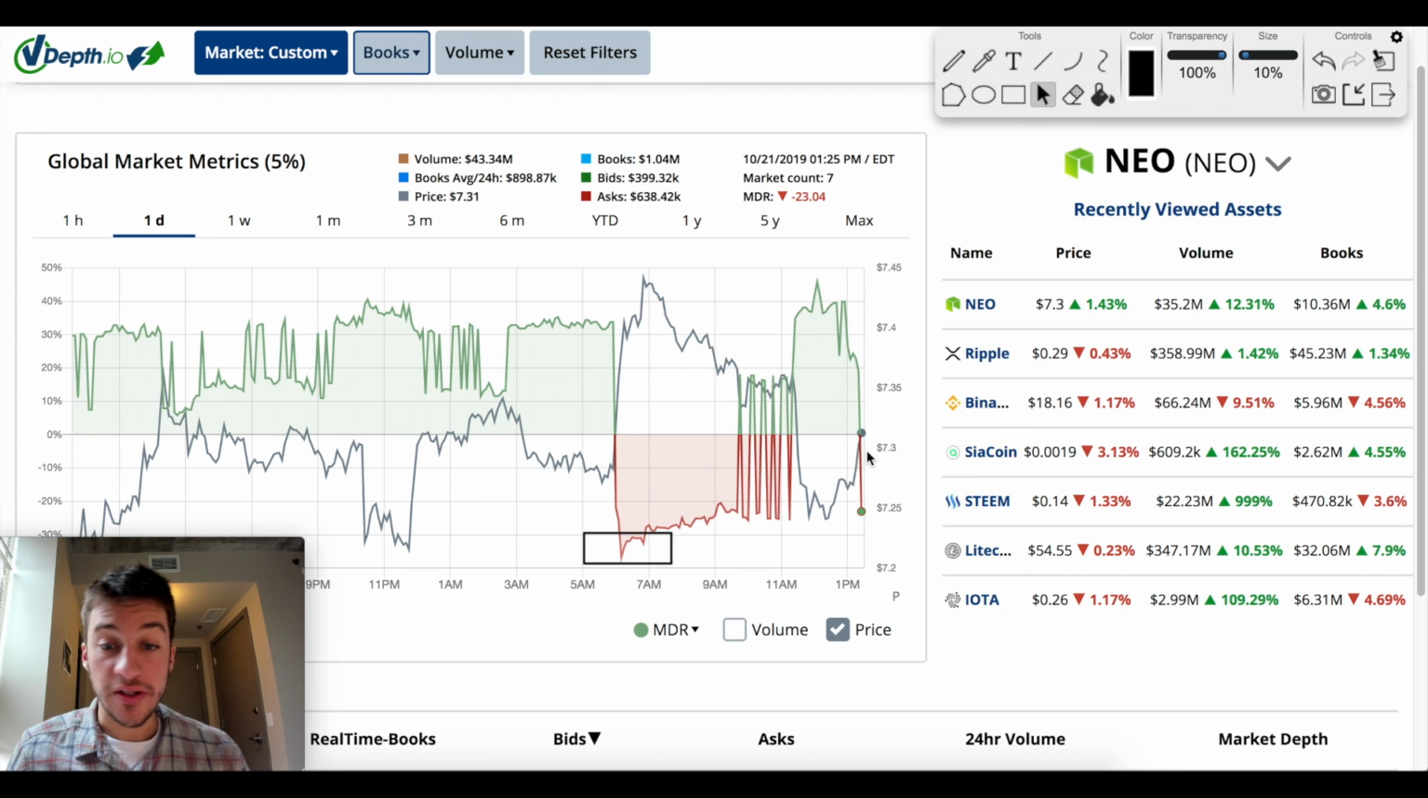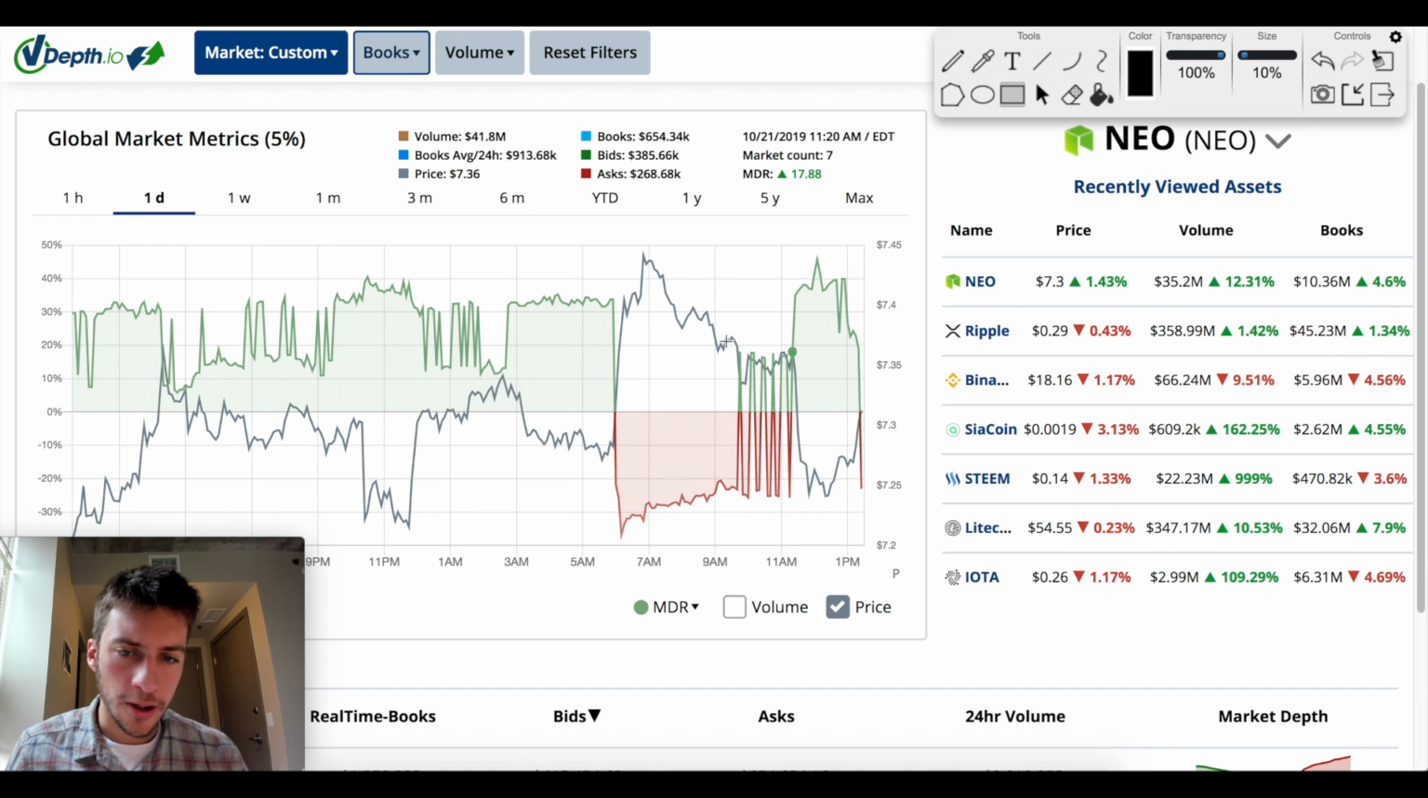Now we can see price does fall. If you had bought NEO and then sold NEO here, or shorted NEO, this could have been potentially profitable. But then we see a very strange pattern that I do want to talk about, where we had a lot of flipping of the book. We went positive MDR, negative MDR, positive MDR, negative MDR, with neither side really winning out. This is something I'm not going to trade. If I see constant flipping like that, I'm not going to trade it.